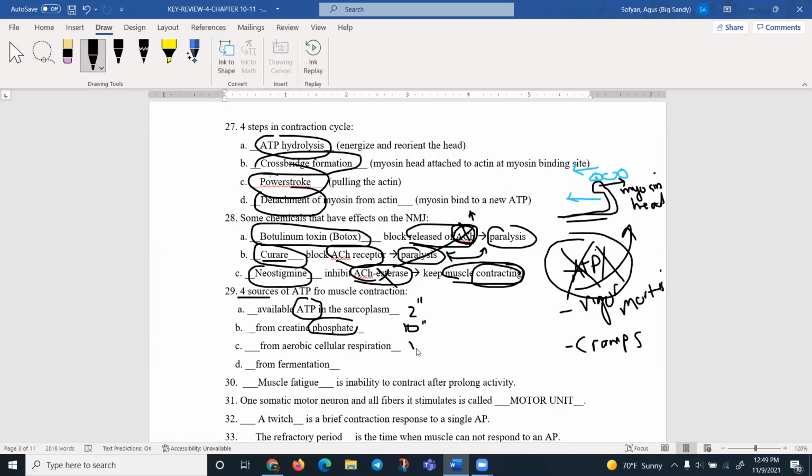But for longer action, maybe minutes to hours, action that needs longer time, the ATP has to be produced from a reaction called aerobic cellular respiration. This happens in the mitochondria. So mitochondria will produce ATP for longer muscle action.